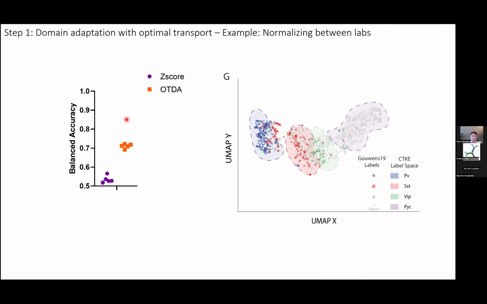But, oh yes, if you train a classifier simply on these merged datasets, you can see the OTDA improves the transference of the classifier between the two label spaces, getting an accuracy of about 0.7 compared to an accuracy of above 0.5 for the z-score dataset.